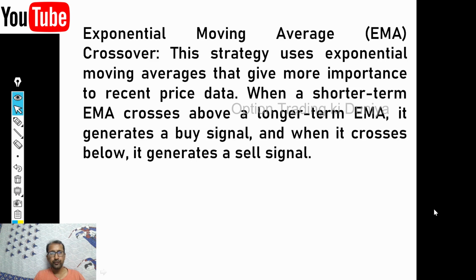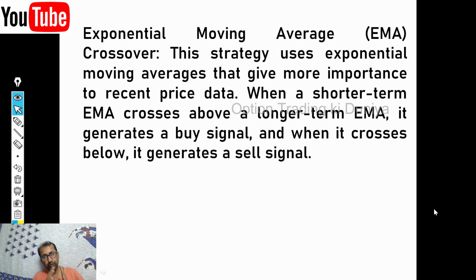In this brand new episode, let me explain to you the exponential moving average crossover. Exponential moving average crossover is a very simple strategy any average investor or a trader can apply. This strategy uses exponential moving averages that give more importance to recent price data. When a shorter term EMA crosses above a longer term EMA, it generates a buy signal. When it crosses below, it generates a sell signal.